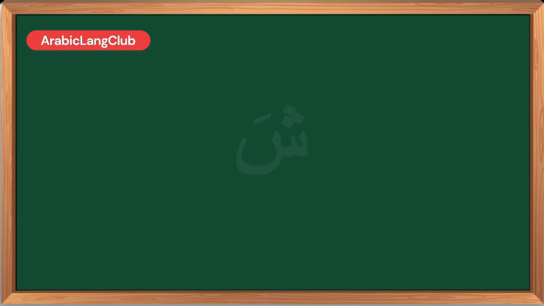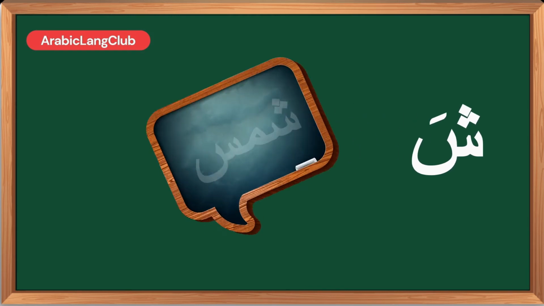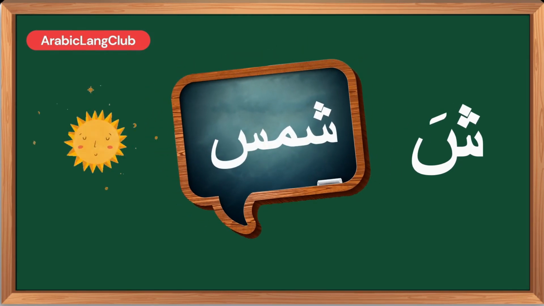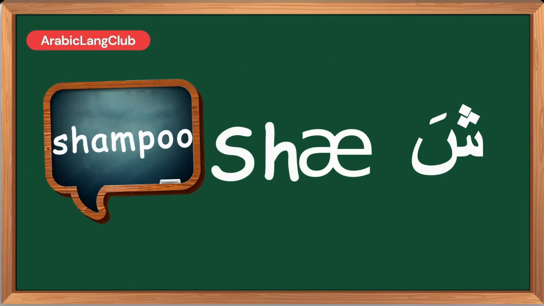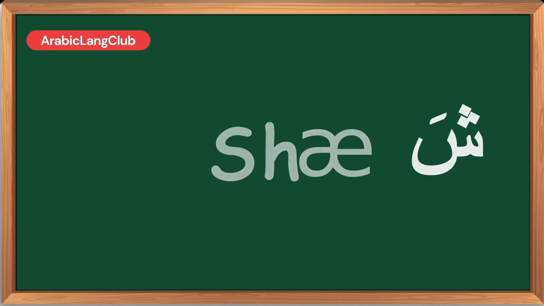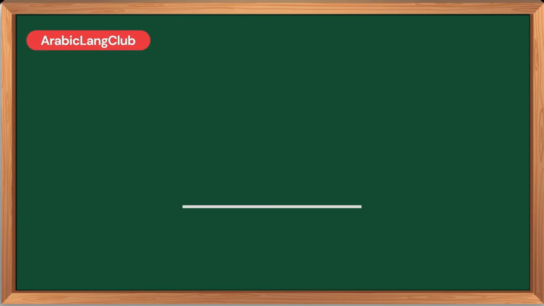Then we have the letter Sha, like in the word Shams. The sound is like SH in the word shampoo. To write it down, just like the Sin, pull down around up, small plates, and then pull down around big plate, and then put 3 dots at the top.